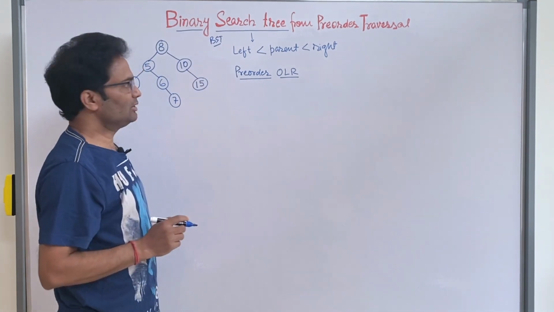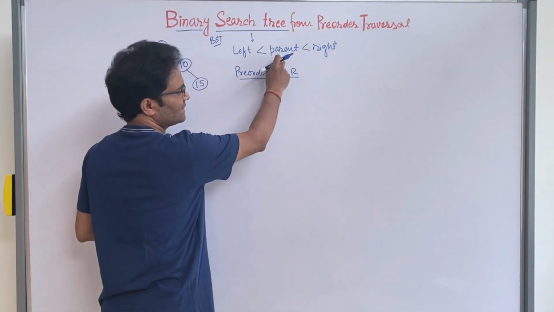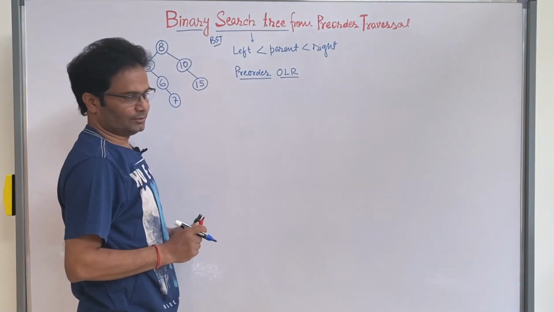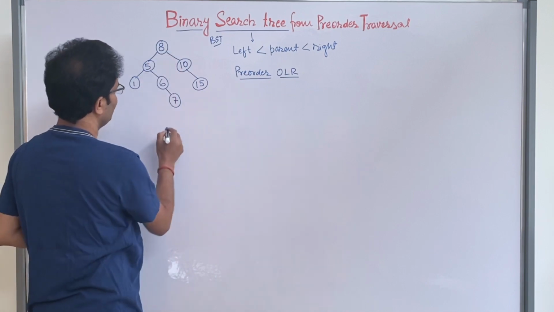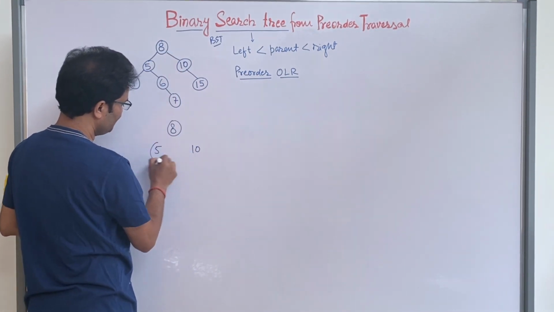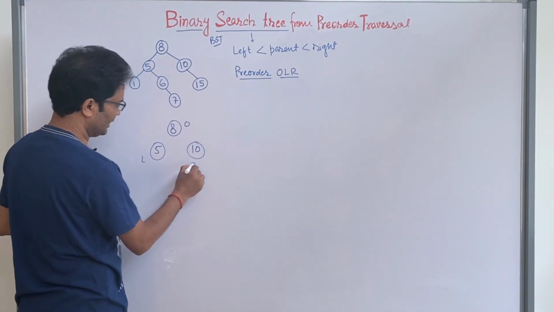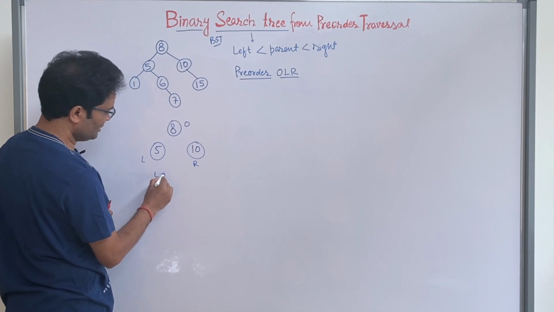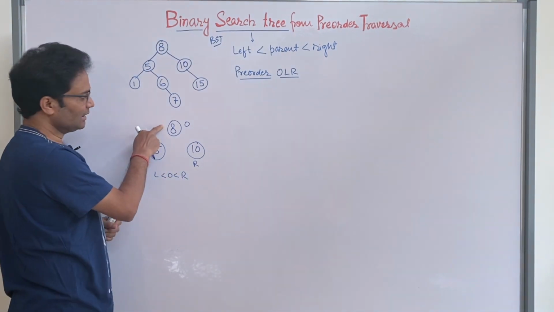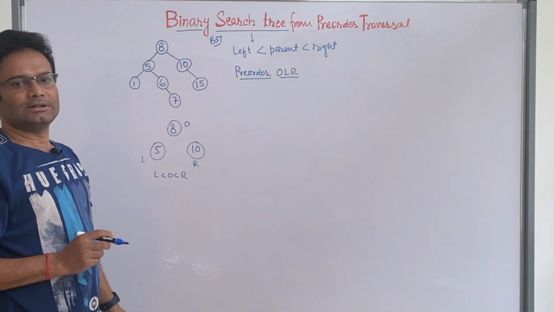the main property is that the left child must be smaller than the parent, and the parent must be smaller than the right side node. If you see here, take one small example: 8, 5 and 10. If this is the parent, this is the left and this is the right. You can see the left side is always smaller than the parent and the parent is smaller than the right. And it's applicable to all the subtrees also.